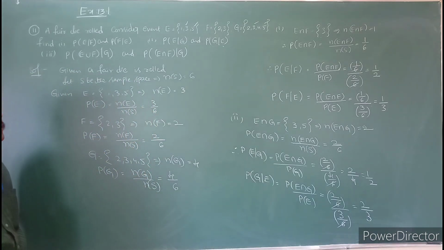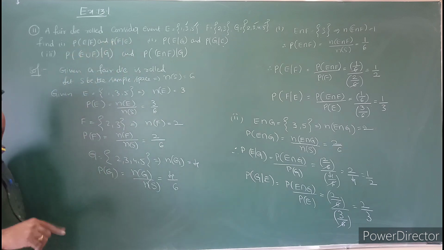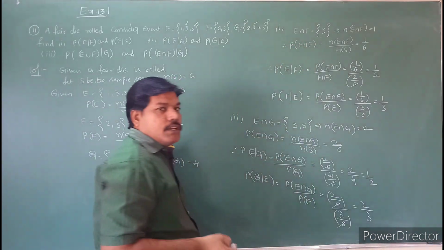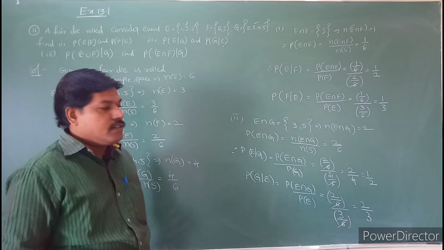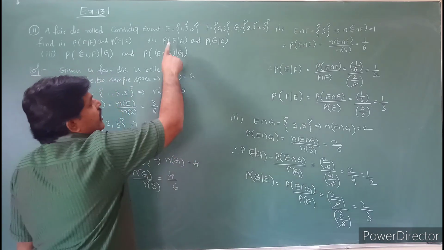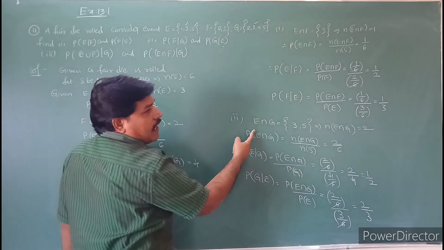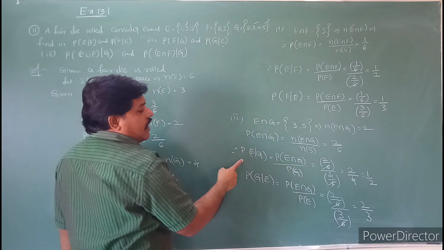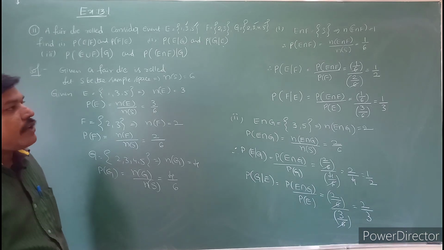So see that question, students. The first one is the probability of E given F and the probability of F given E. If you want to calculate these two, you first have to calculate the E intersection F value, then calculate the probability of E intersection F, then substitute that value and you will get the answer. But if you want to calculate E given G or G given E, first you have to calculate E intersection G, then calculate its probability, then apply the formula and you will get the answer.